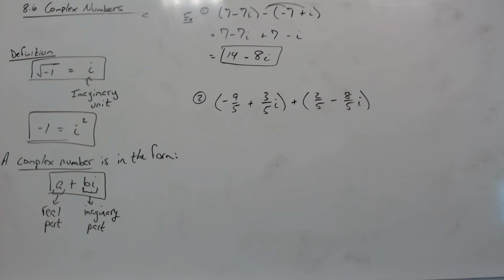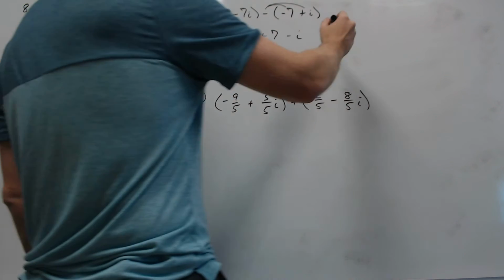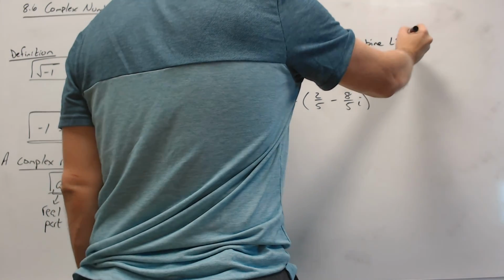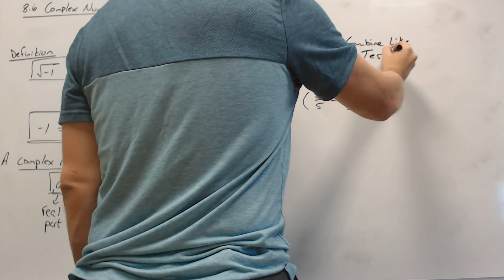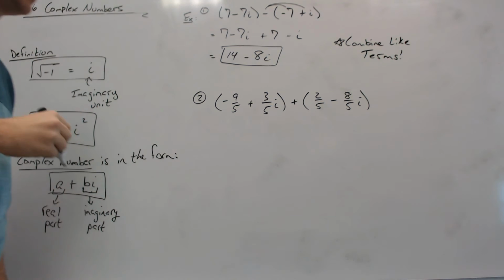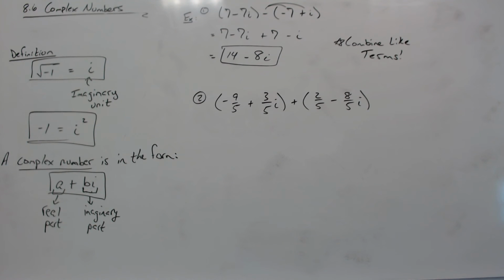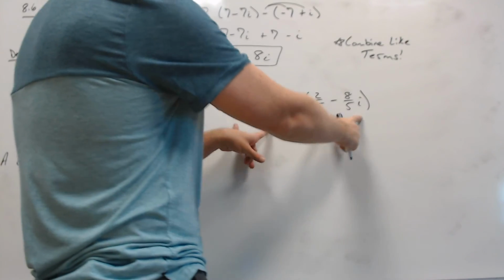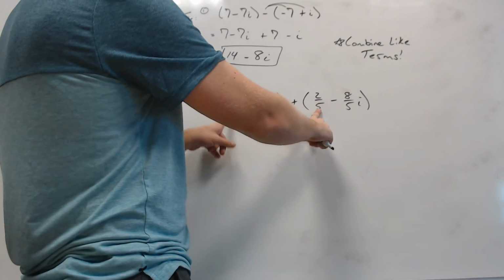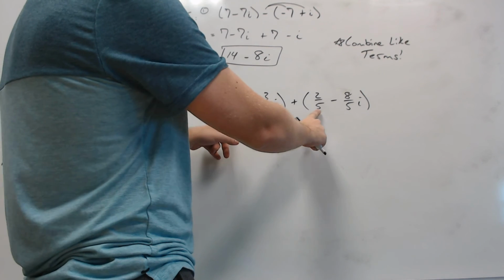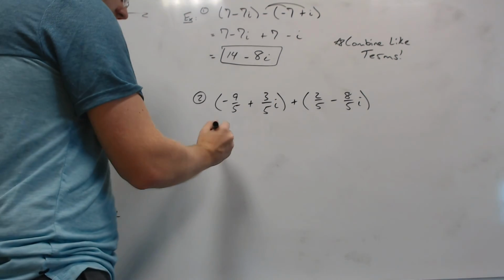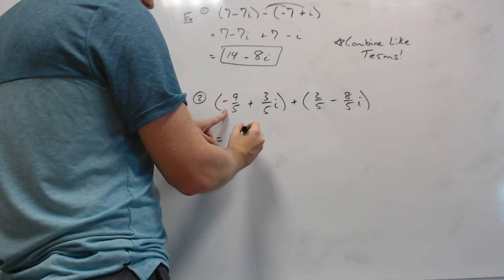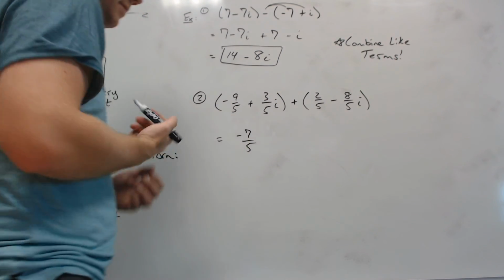And that's it. So essentially, all we're doing is combining like terms. And who cares if there's fractions? I'm still going to combine my like terms. These are two real parts, and at least nicely, they have common denominators. So negative 9 plus 2 would be negative 7 over 5.